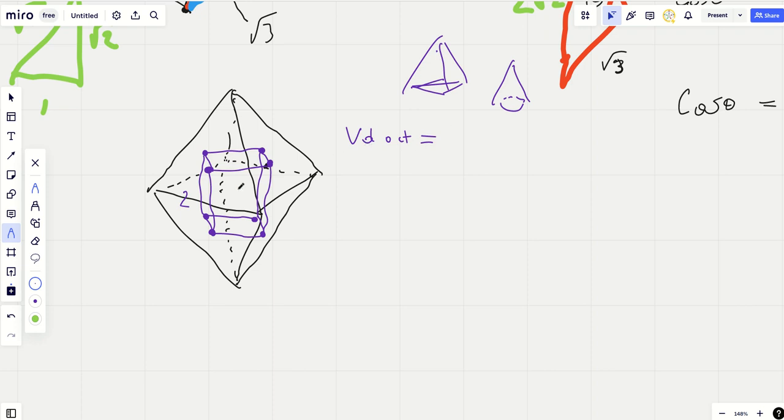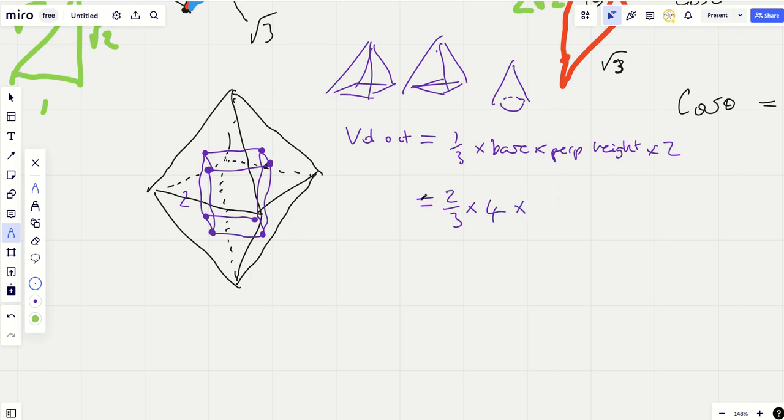An octahedron you can think of as 2 square-based pyramids. So we can work out the volume of the octahedron by doing a third times base area times perp height, times by 2, because there are 2 pyramids. So the volume of the octahedron is going to be 2/3 times the base. Well, that's just 4, isn't it? It's 2 by 2, it's a square. It's 4. And so times the perp height.